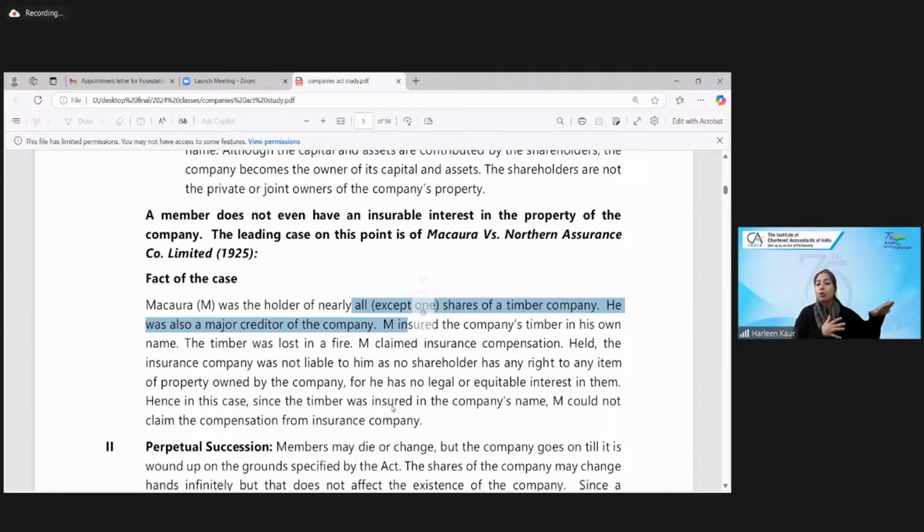Now that timber got lost in fire. Makara wanted to claim the money from the insurance company. The insurance company said that we are not liable to him because a shareholder cannot have any right in the property owned by the company. That is the company's property. Mr. Makara, you should have taken the insurance in the name of your Makara Timber Company Limited. Why did you take insurance in your name?